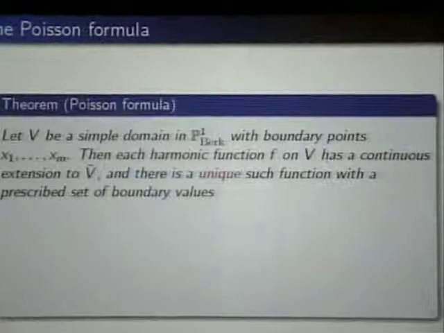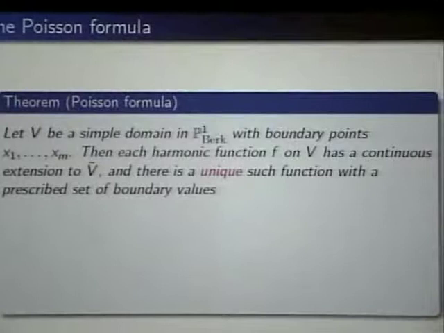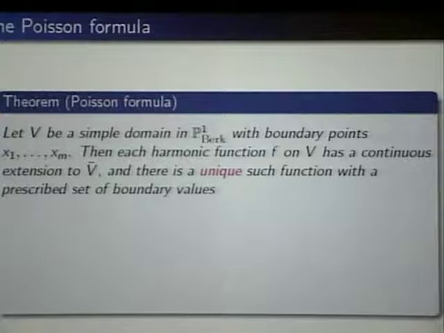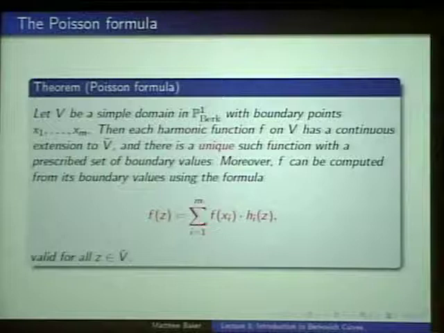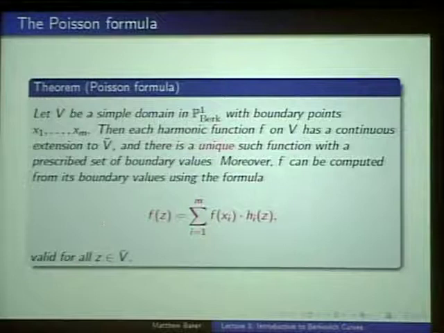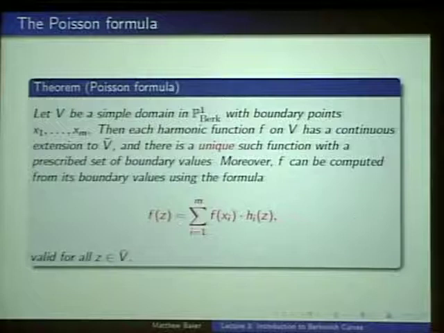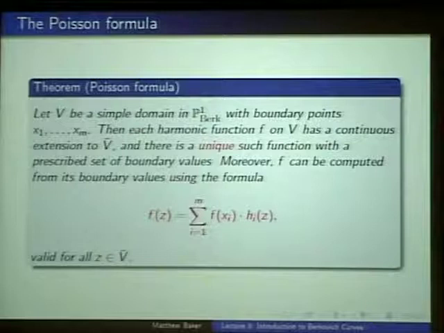So now here's the Poisson formula. Take a simple domain V whose boundary points are x1 through xm. Then each harmonic function extends continuously to the boundary. There's a unique such function with a prescribed set of boundary values. And f can be recovered from its boundary values using this formula. So f of z is just going to be the sum over all boundary points of f of xi times h_i of z. And this works for all z. So you can recover the value of a harmonic function inside V and on the boundary in this way. It's some weighted average of the values on the boundary. The h_i of z are the weights.